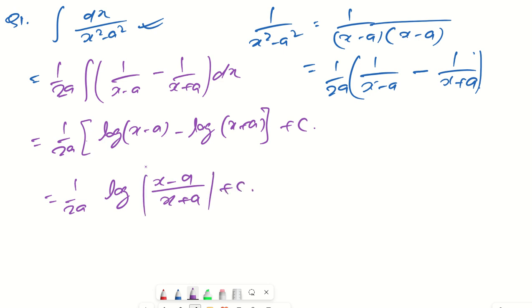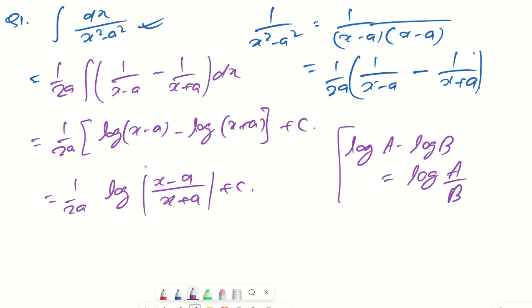plus some constant c. The formula that I have used is log of a minus log of b is equal to log of a by b. So this is the formula that I have used. Okay, good. So this is done. Let's take another question.